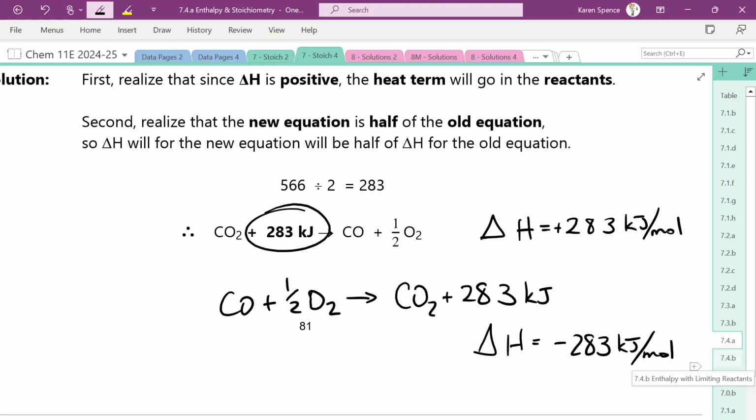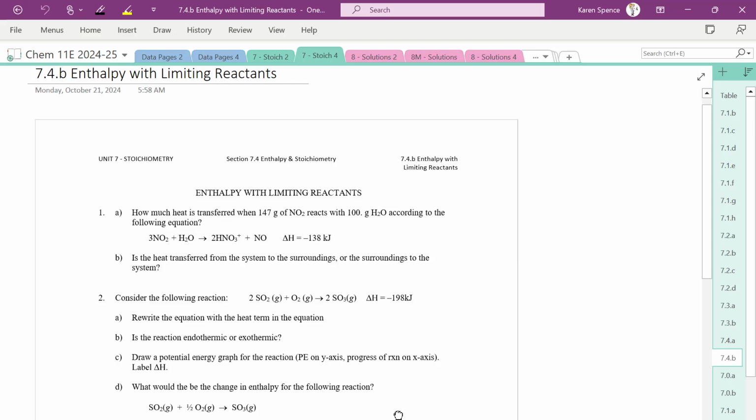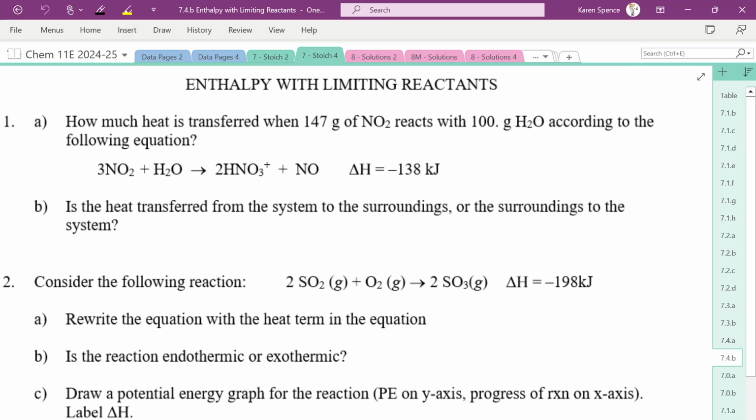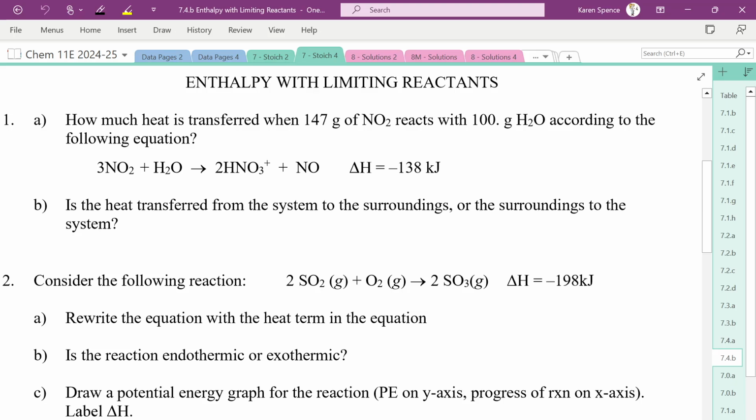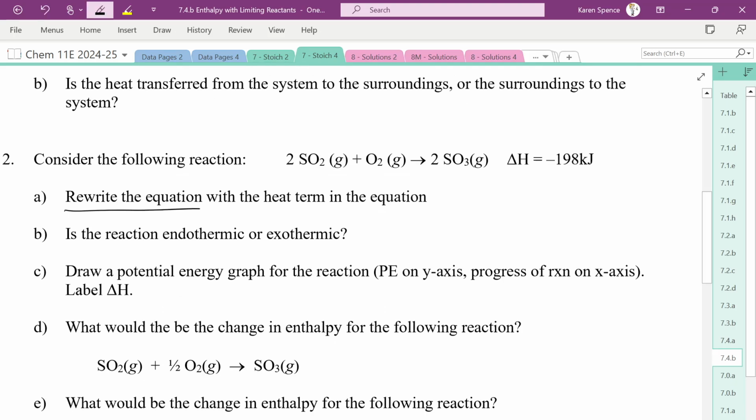I would suggest that if you want some good review, there are some questions in enthalpy and limiting reactants. So it reviews limiting reactants for you, but it also does things like practice rewriting the equation with the heat term. So if you've forgotten about any of that stuff, there's a little more practice there. Part of your homework for tonight will be 7.4a and 7.4b. If you've not done them, just do enough to feel good about them. And with that being said, we are going to move on to solutions.